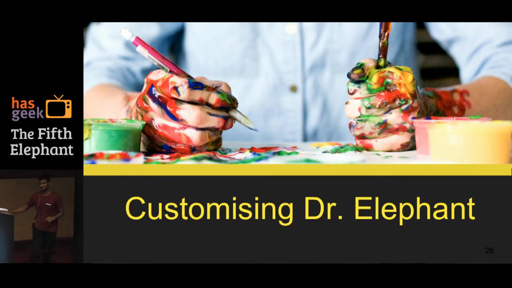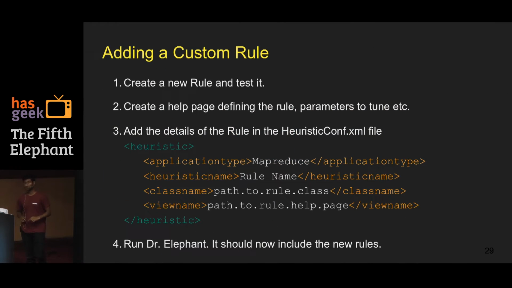What can you customize in Dr. Elephant? You can write your own rules. So if you have an idea, if you have experience tuning MapReduce jobs, if you have experience tuning Spark jobs, and if you know how to tune a specific job, then you just convert it to a rule. You can look at the way how other rules are written, and just by looking at them, it's very easy to write a rule. Once you write a rule, you test it out, and then you write a help page explaining what that rule is, right? And then you also say what parameters you can set to fix that rule.